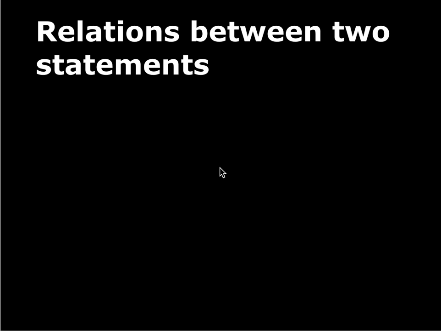Okay, this is the last video for Chapter 2. This will correspond to the last two sections of the textbook, I think 2.7 and 2.8, if I'm remembering the section numbers correctly. But it's the sections on relations between statements and then finally testing argument validity using the truth table method.